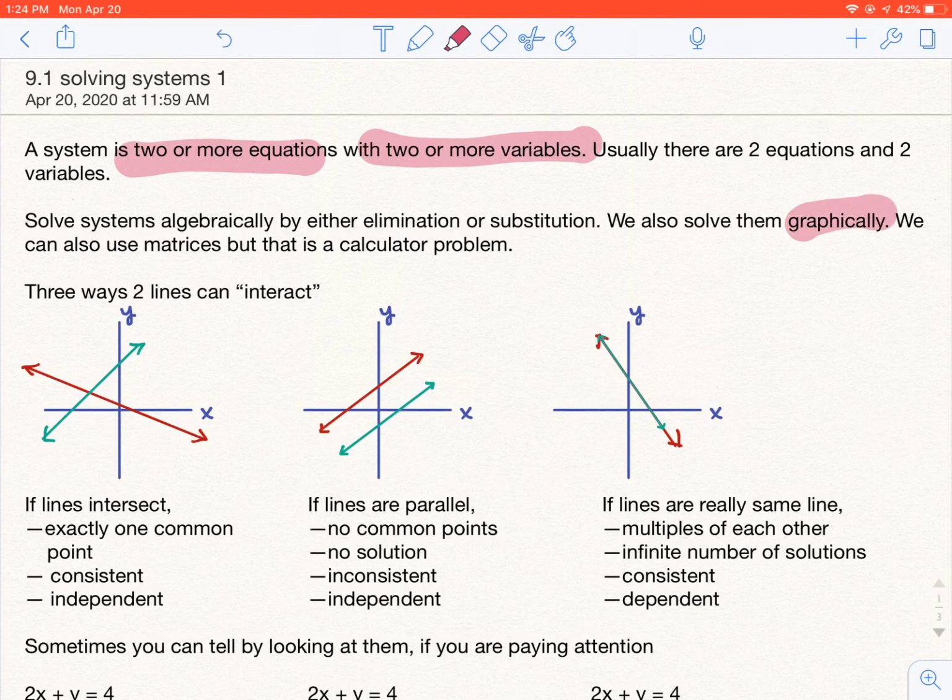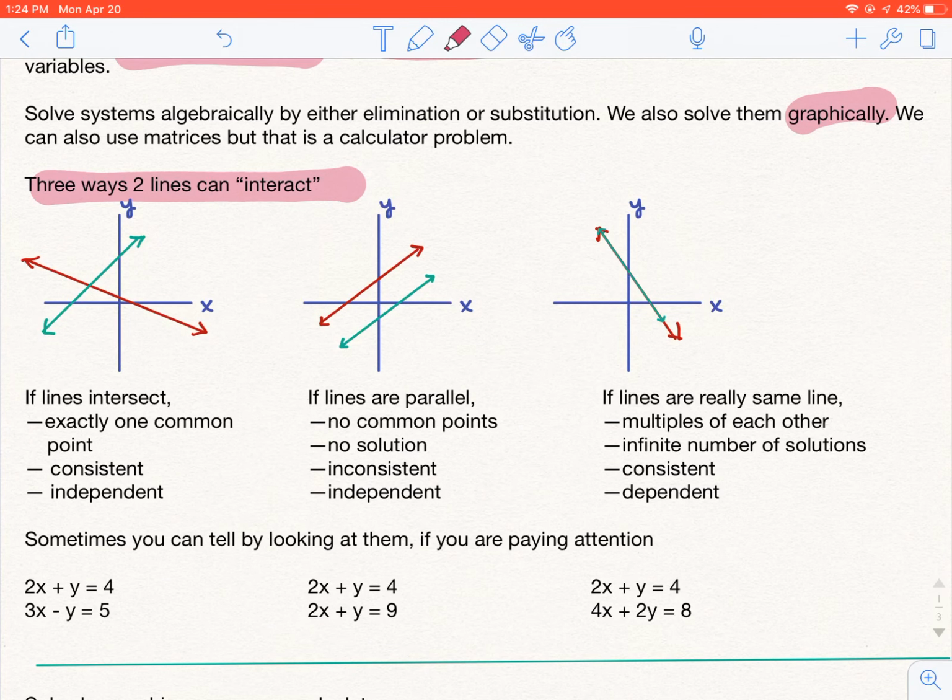All right, there are three ways that two lines can intersect, or can interact, I should say, because they don't necessarily intersect. The first one is they intersect exactly and have one common point. We usually find that value, and that's called consistent and independent. We don't really care about those words, but that's what they are. They are independent lines, and they are called consistent.